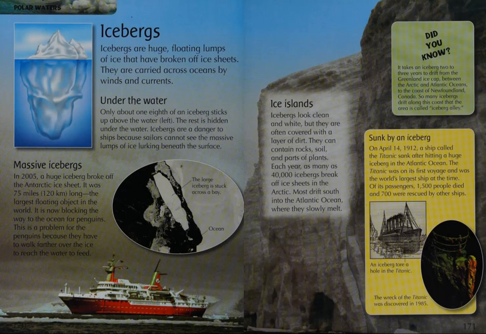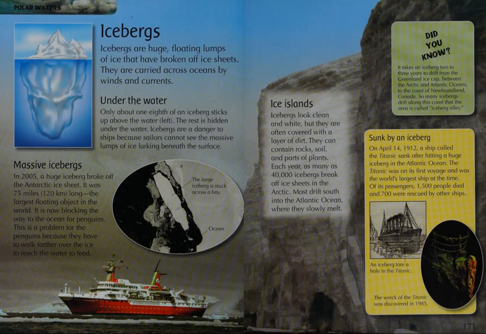Massive icebergs. In 2005, a huge iceberg broke off the Antarctic ice sheet. It was 75 miles, 120 kilometers, long, the largest floating object in the world. It is now blocking the way to the ocean for penguins. This is a problem for the penguins because they have to walk farther over the ice to reach the water to feed. The large iceberg is stuck across a bay.